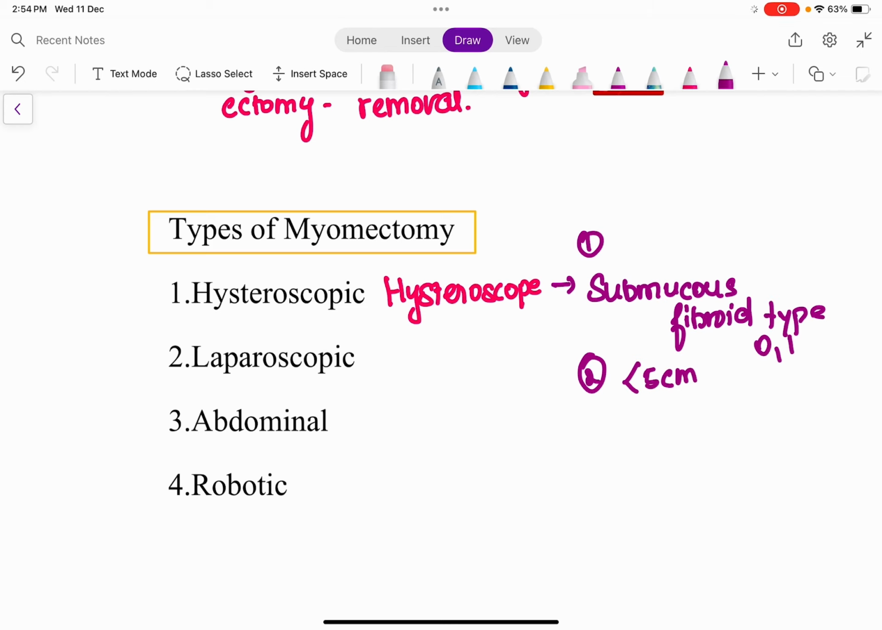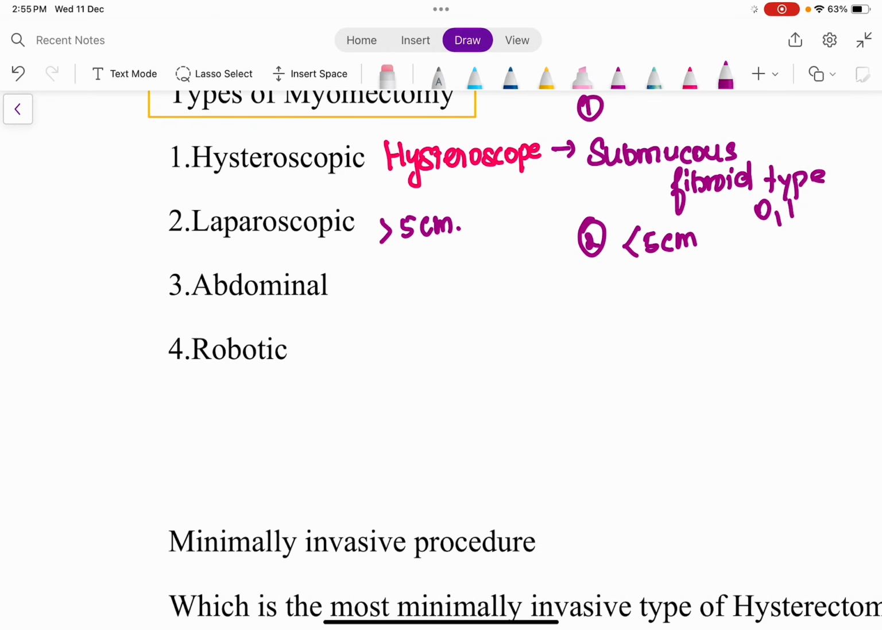But if the size of the fibroid is more than 5 cm, it has to be removed by laparoscopic myomectomy, or abdominal myomectomy as well. Is that clear? Submucous fibroid type 0 and 1 of less than 5 cm can be removed by the hysteroscopic route. But if it is more than 5 cm, it has to be removed either by the laparoscopic route or the abdominal myomectomy route.